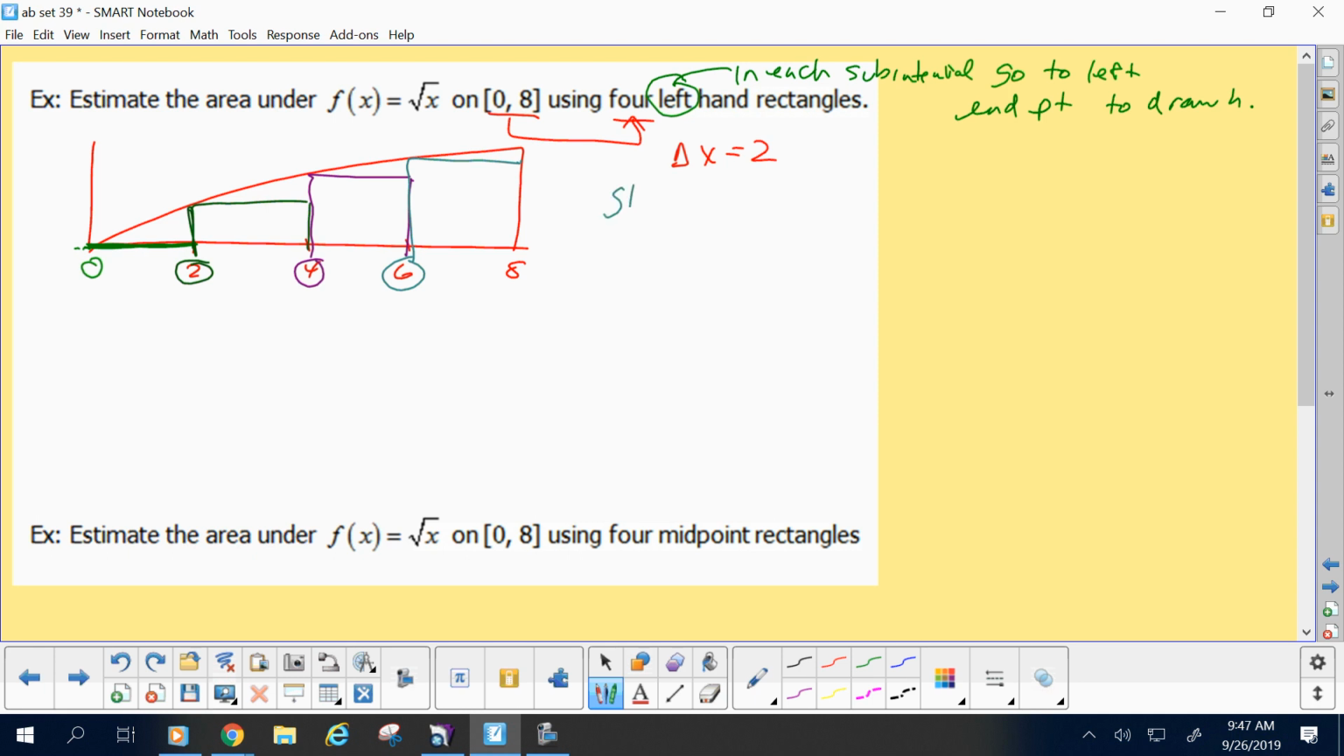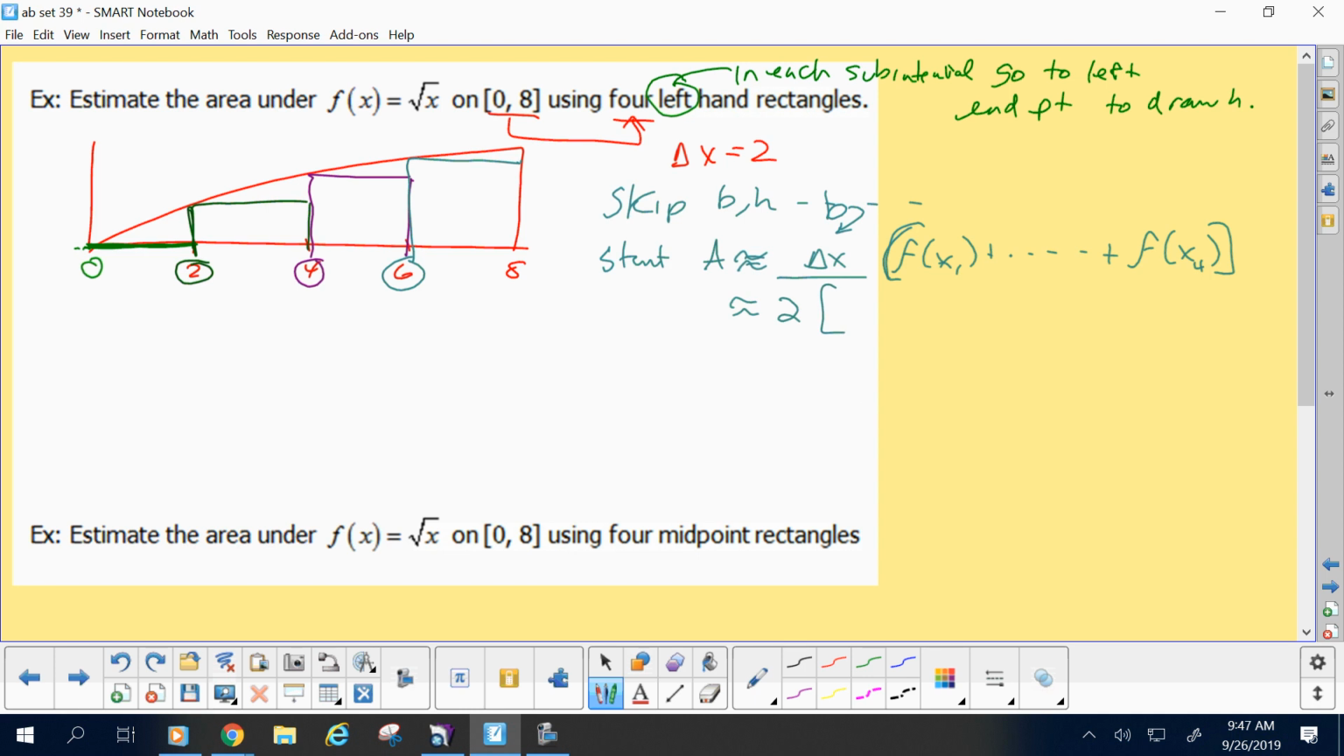Now I'm going to this time skip all the base height kind of work and start here. The area is approximately the factored out base, which is delta x, and f at x1 through, you may use a little dot dot dot action, through f of x4. You follow me? Okay. What is delta x in this case? 2. Now here's where it starts to get different, because I'm using left hand.